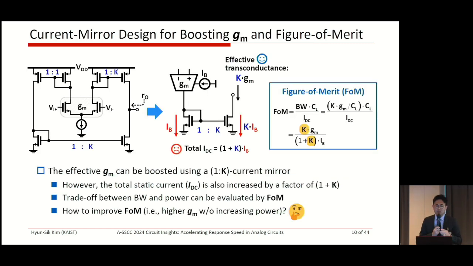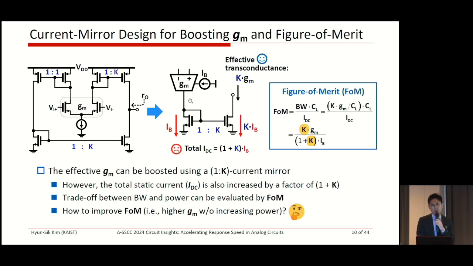Okay, so this slide shows another way to increase the effective transconductance by using a non-symmetrical current mirror. The current mirror is a good current amplifier, right? Therefore, if we use a non-symmetrical current mirror, I mean not a one-to-one current mirror, then we can use a 1 to K ratioed current mirror like this.